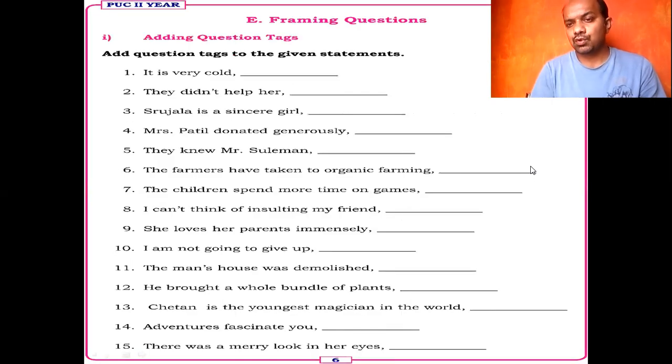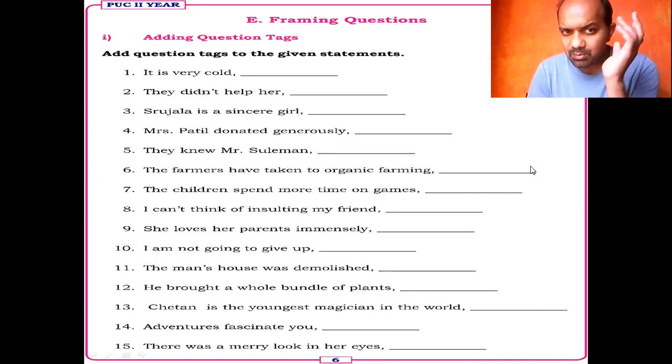Okay, let us go to your workbook activities now. Add question tags to the given statements. If you have the workbook in your hand, it will be easier for you to go through the exercises. On your mobile screen, the display may be small, so you may not see the text fully. First one, it is very cold. What is the question tag? It is the subject, is the auxiliary verb, very cold. Isn't it?